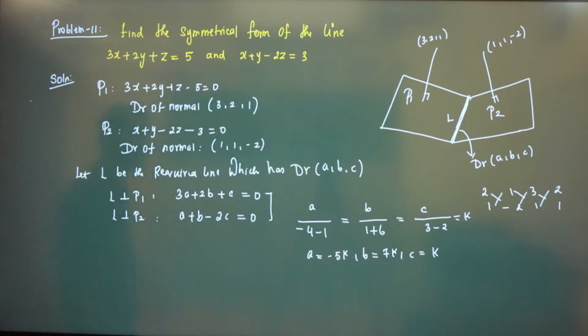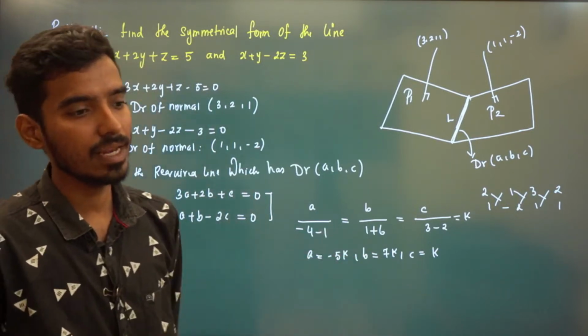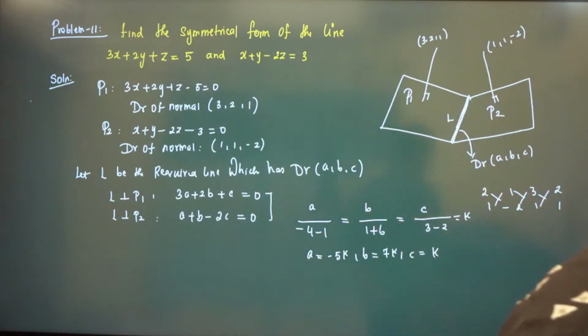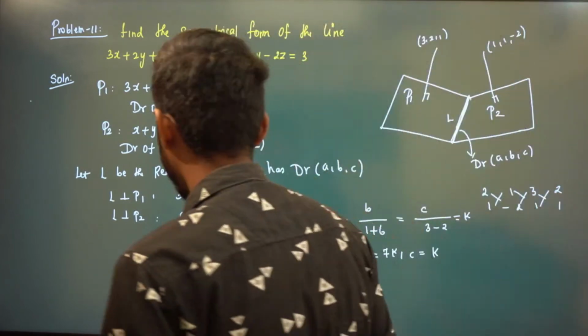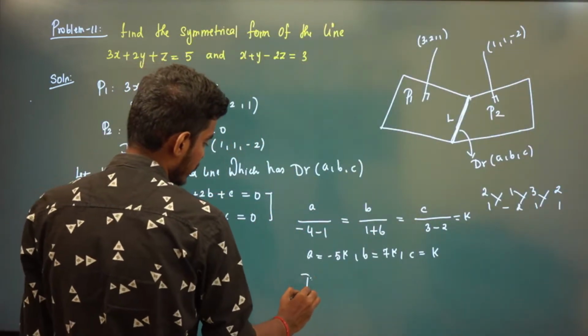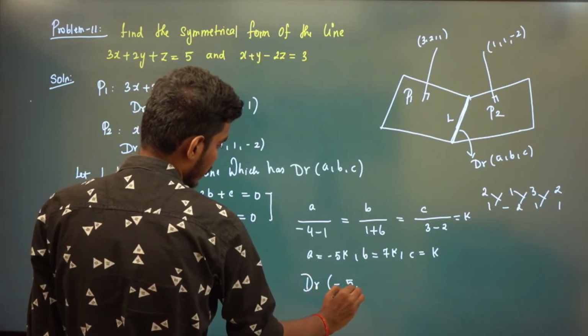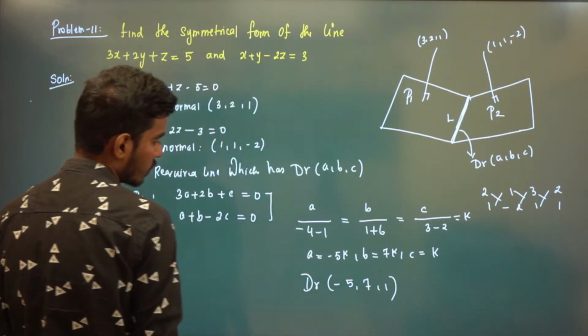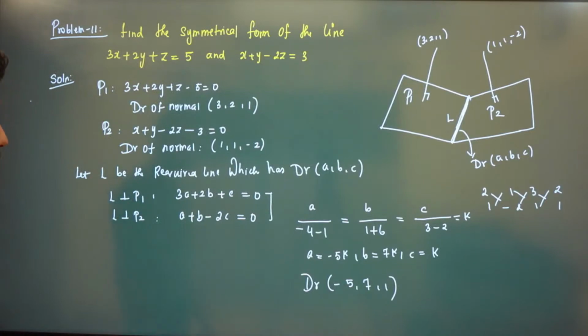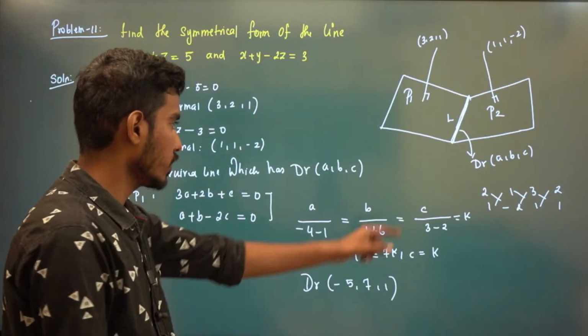So if I vary k, you will have infinitely many a, b, c, all will be direction ratio only, right? Because all are proportional. So let us take one of the direction ratios to be minus 5, 7, 1, right? This is a direction ratio, just putting k equal to 1. So we know the direction ratio.